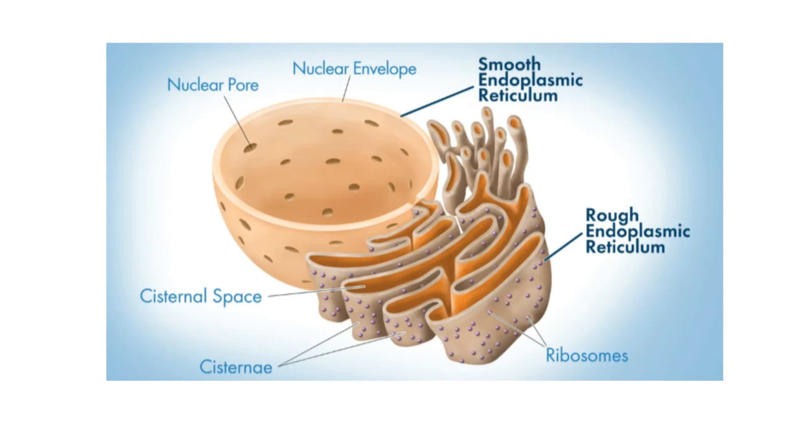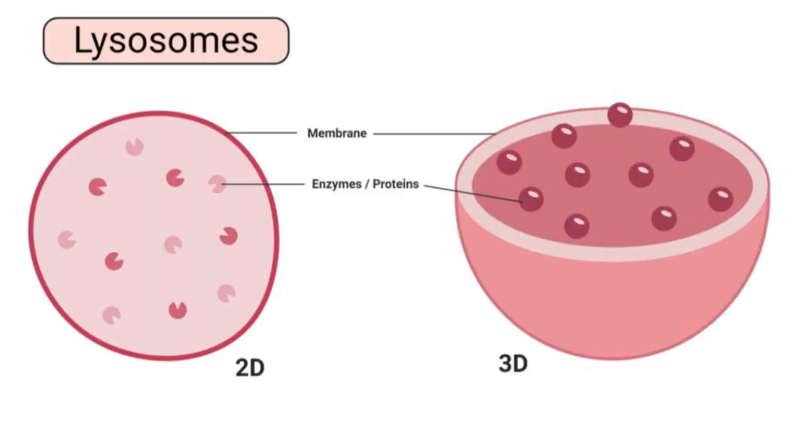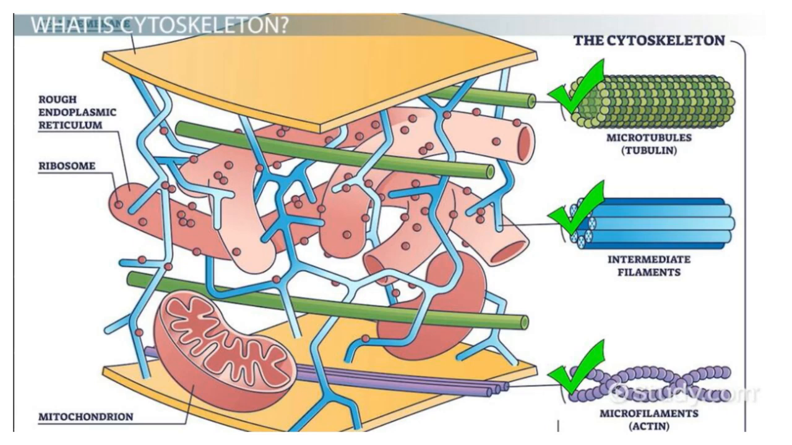Speaking of ribosomes, these can either be attached to the rough endoplasmic reticulum or free-floating in the cytosol. Attached ribosomes typically make proteins for export, whereas free-floating ribosomes make proteins for intracellular use, meaning use within the cell. So next up we have lysosomes, which contain enzymes that break down waste, toxins, and even pathogens. These play an important role in maintaining the health of the cell. Finally, the cytoskeleton provides structure and support, helping the cell maintain its shape and allowing movement within the cell.